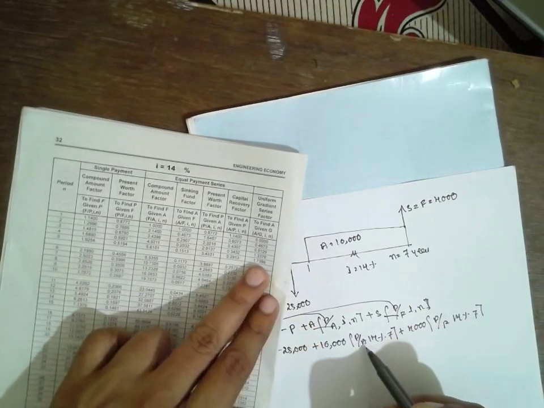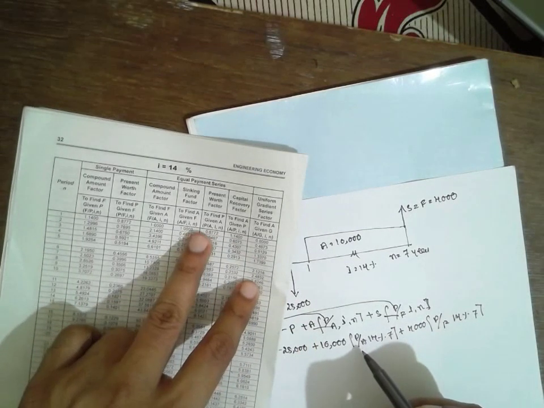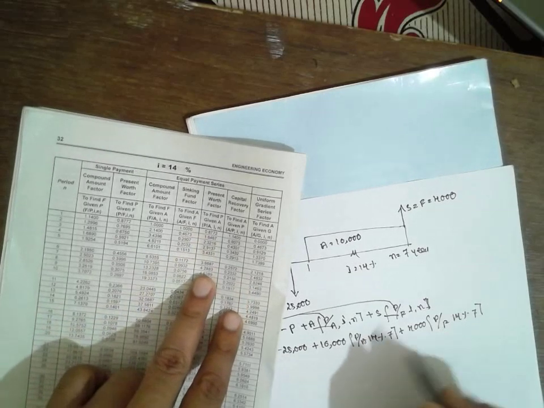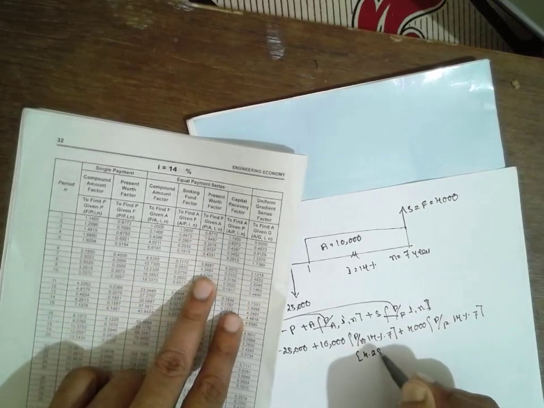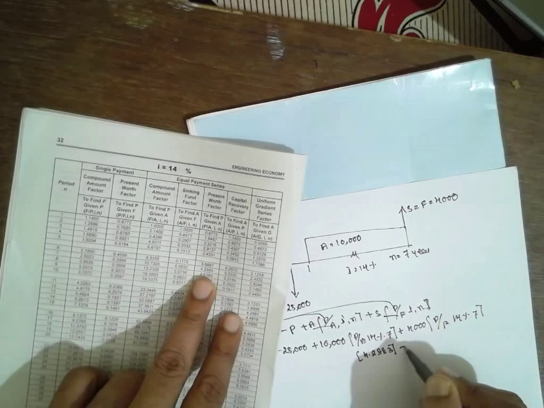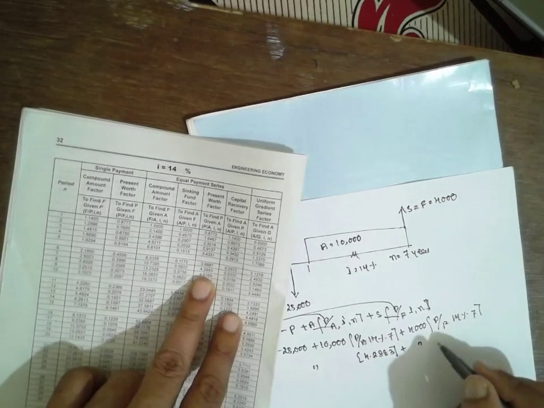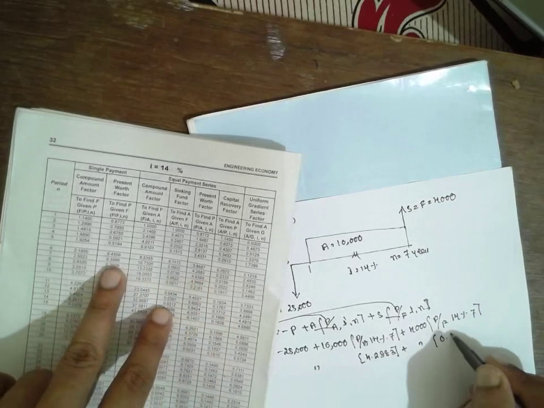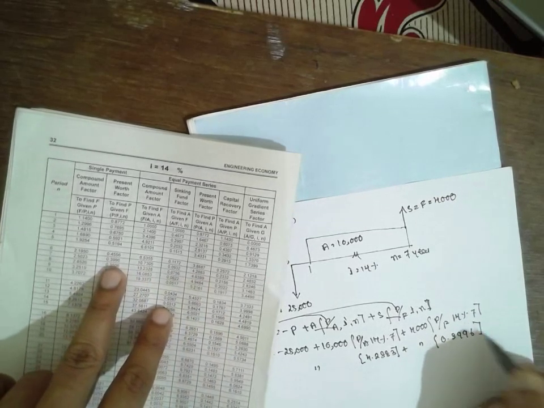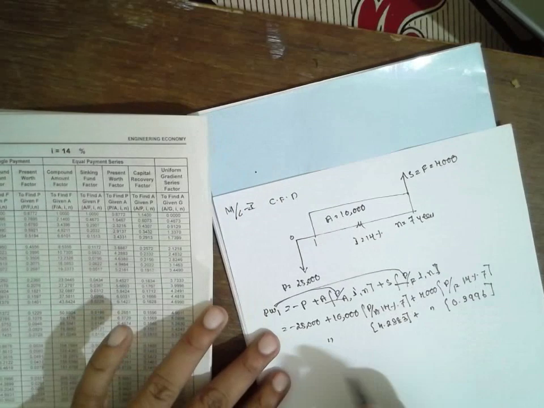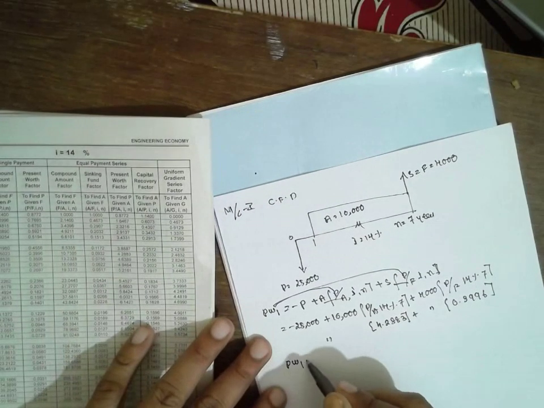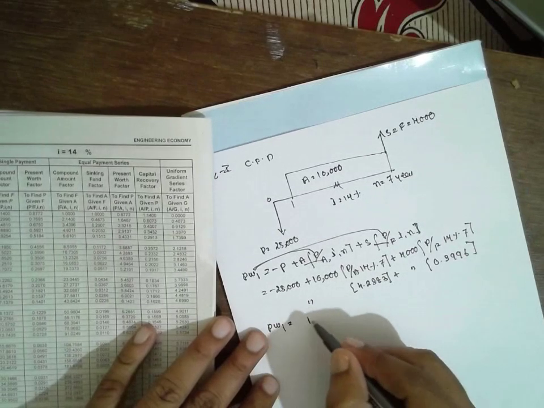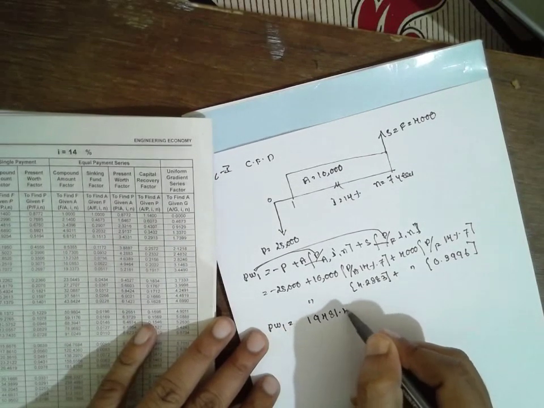First one is P/A. I will go for P/A, n equal to 7. The value for this one is 4.2883, plus everything else remains the same. P/F for 7 is 0.3996. Now the answer: PW1 is 1,948.14. Positive answer.